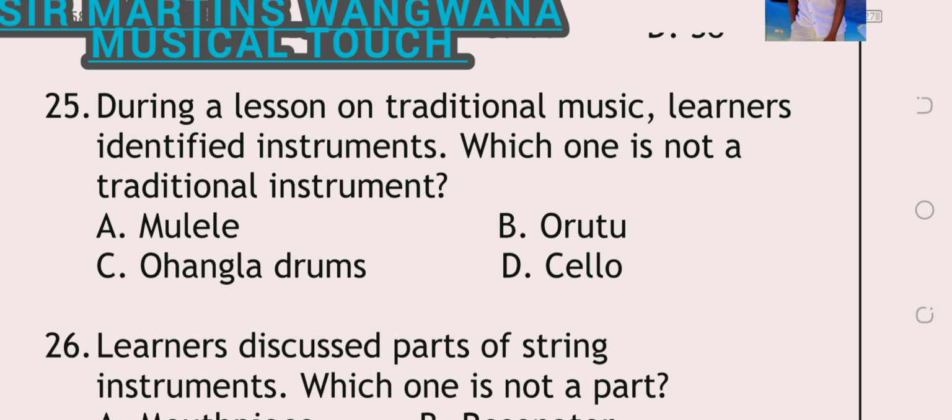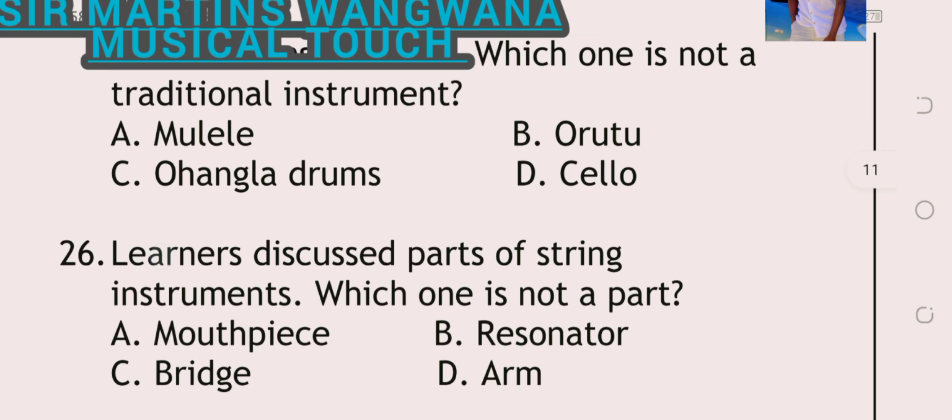That one is Luo. We have Oru to Luo. Cello. Cello is not a traditional music instrument. So the correct answer for number 25 is D.